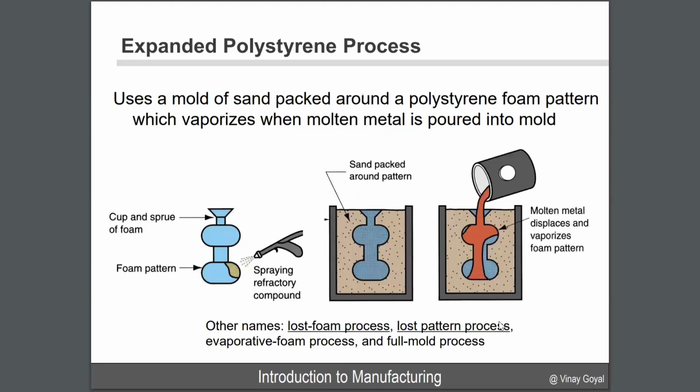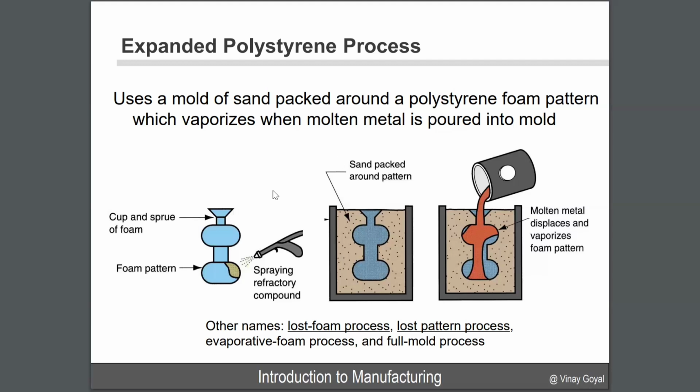That's the disadvantage there. You also have something called the expanded polystyrene process. Other names that people have used for this are the lost foam process, lost pattern process, evaporative foam process, and the full mold process. If you hear any of these names, that's the same thing. So this approach uses a mold of sand that's packed around a polystyrene foam pattern. And that foam will vaporize when the molten metal is poured into the mold.